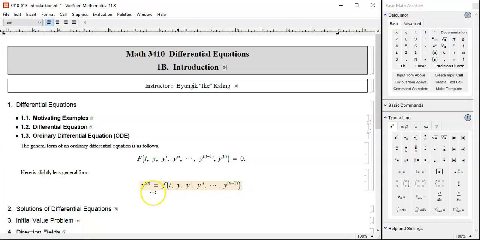A slightly less general form, where the nth derivative is explicitly isolated, but still that's not what we are looking for. We are looking for the original function y of t. And how do you solve those? Well, that's something we'll have to discuss.